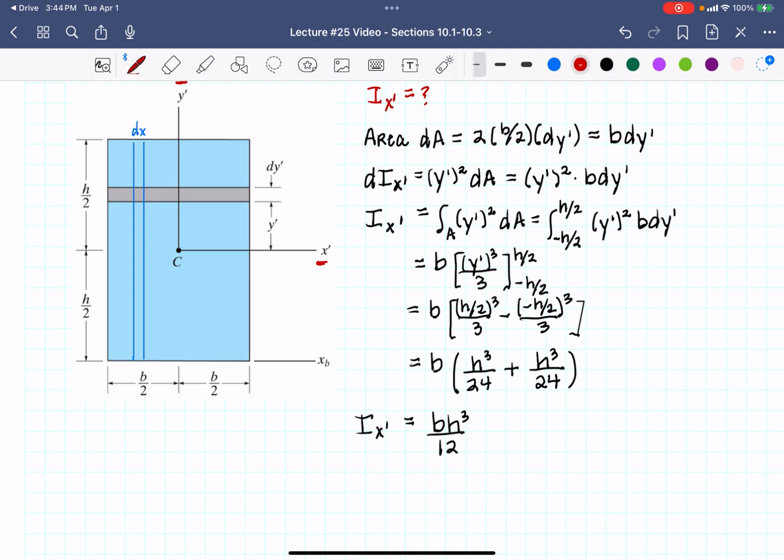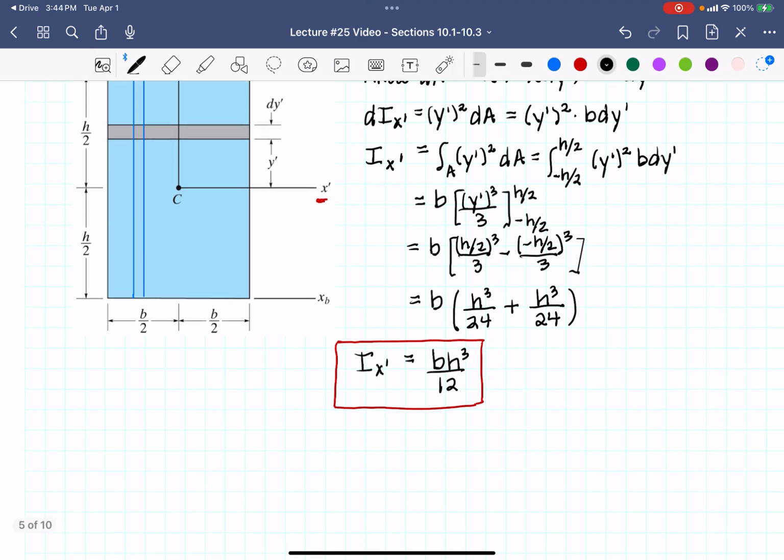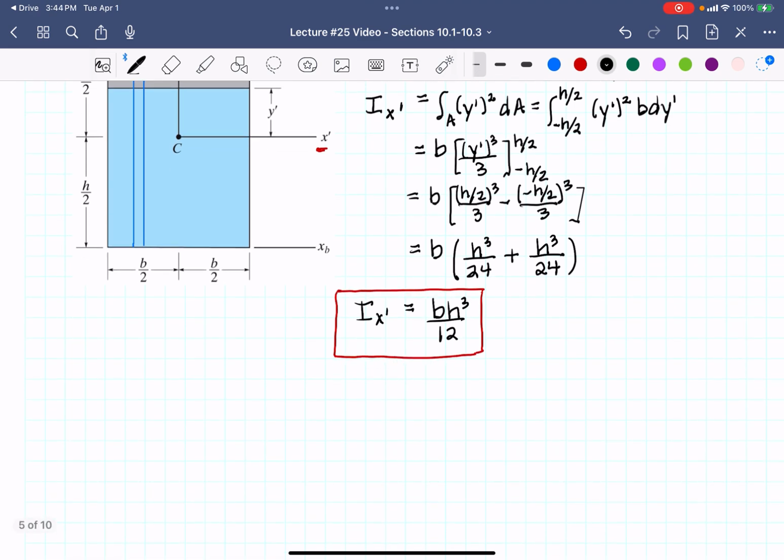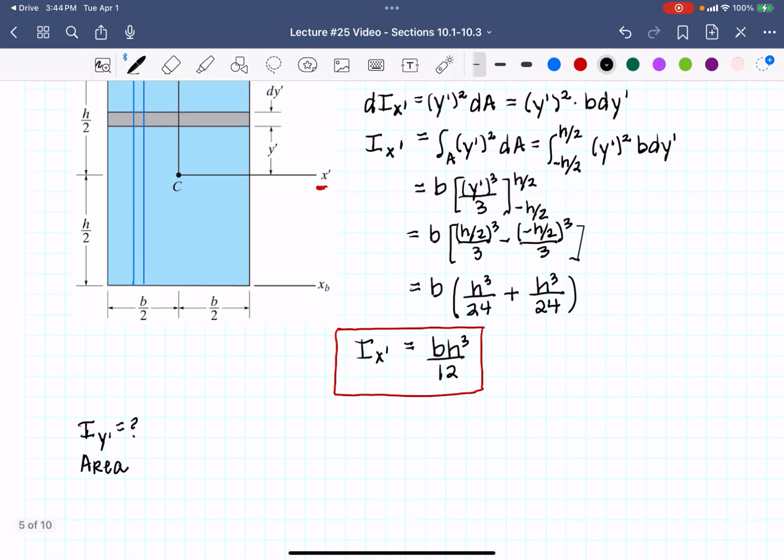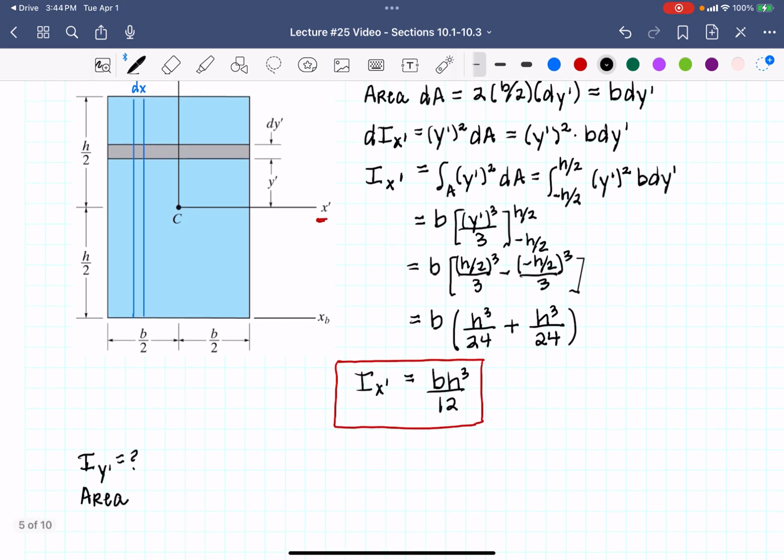And that is, in fact, the moment of inertia for a rectangle about the x-axis, if you look at the table that you've got. Now we need to do I of y prime. I of y prime equals question mark. So now our area, I'm going to switch, because I need to use an area that is parallel to the y-axis. So I'm going to use my blue rectangle this time that's got d of x.